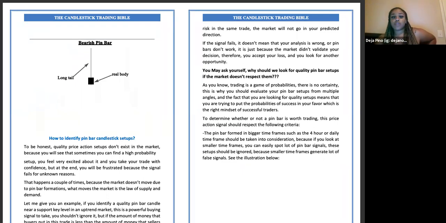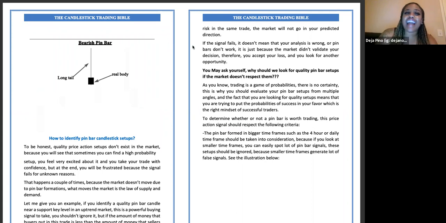So he says, let's give you an example. If you identify a quality pin bar candle near a support key level, right? Because that's where you're supposed to be looking in an uptrend market, this is a powerful buying signal to take. You shouldn't ignore it, but if the amount of money that buyers put into this trade is less than the amount that sellers put in, right?